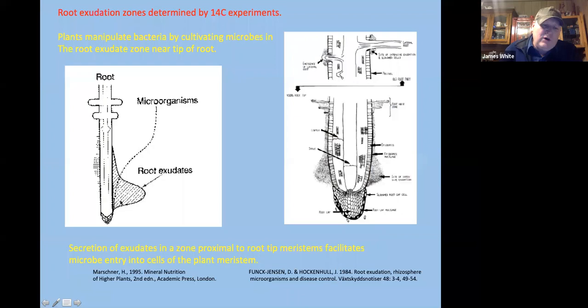Okay, this is the zone where the plant is secreting carbohydrates, and in some cases some amino acids and some organic acids and so forth, essentially to feed those microbes, to cultivate those microbes, and to attract those microbes to that zone so that the plant can then increase them and then internalize them.